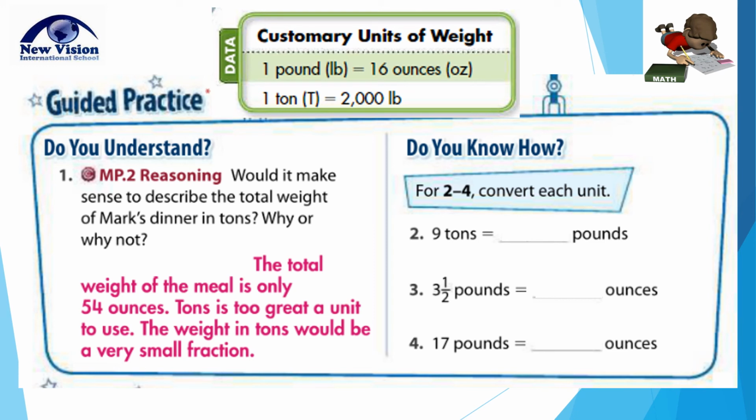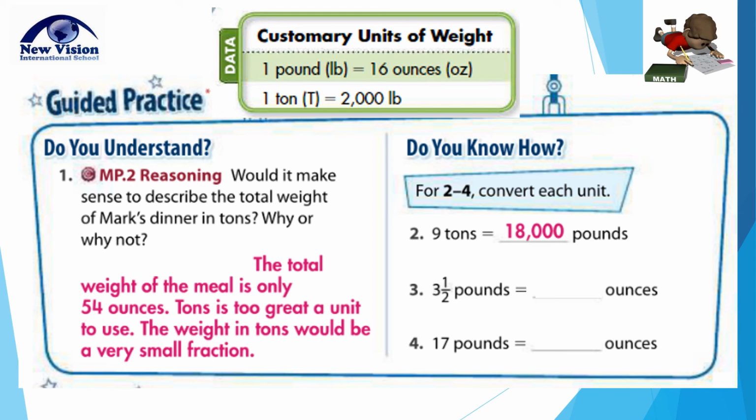Let's continue. Number 2. 9 tons. How many pounds? If your answer is 18,000, you are correct. Number 3. 3 1/2 pounds. How many ounces?